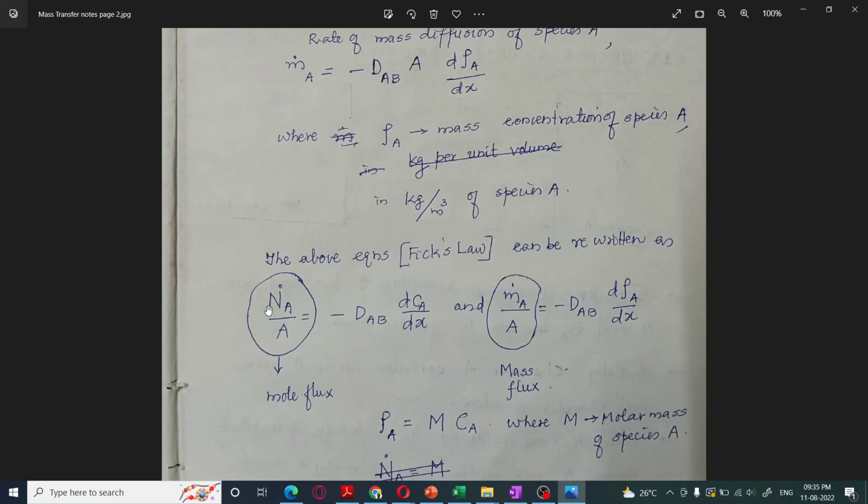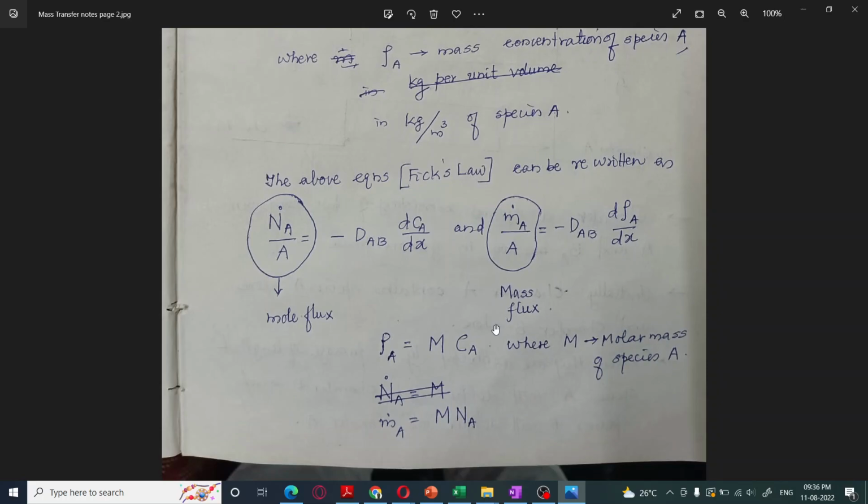Now, if we want to write the flux, then dividing the rate by the area, we will get the flux. So this is the mole flux, which is equal to minus D_AB into dC_A by dx, or which can also be written as the mass flux, equal to minus D_AB into d rho A by dx. Now, the relation connecting rho A, the mass concentration, and the mole concentration: mass concentration is equal to molar mass into mole concentration.